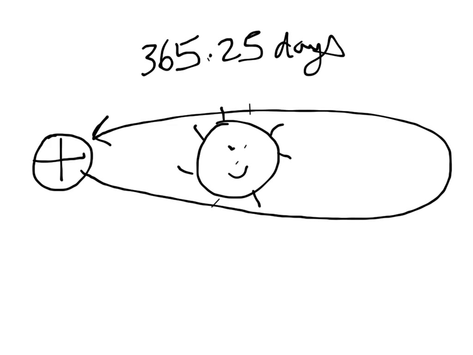Now, the question becomes, why were you taught 365? Why was I taught 365? And the fact of the matter is, you can't put a quarter day on a calendar. It just doesn't make any sense. And so what have we done to fix this? Leap year. So every fourth year, we add one day to the calendar.